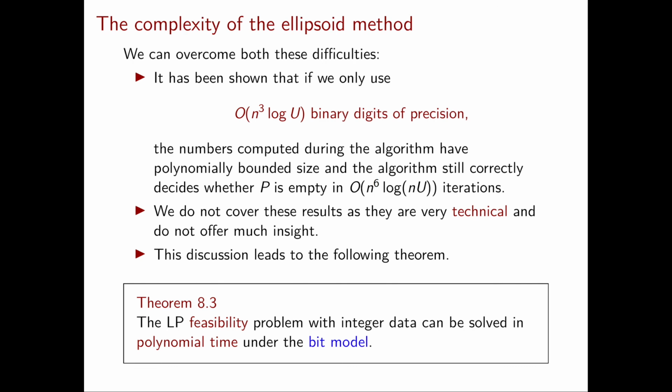In any case, this discussion leads to the following key theorem. The linear programming feasibility problem with integer data can be solved in polynomial time under the bit model using the ellipsoid method. With this theorem, we conclude our discussion of the ellipsoid method for the feasibility problem. In our next video, we will see how the ellipsoid method can also be used to solve linear programming optimization problems.